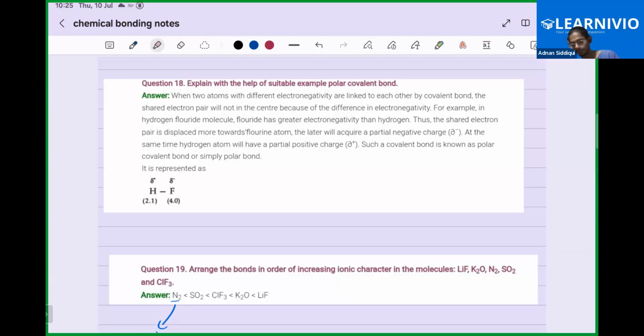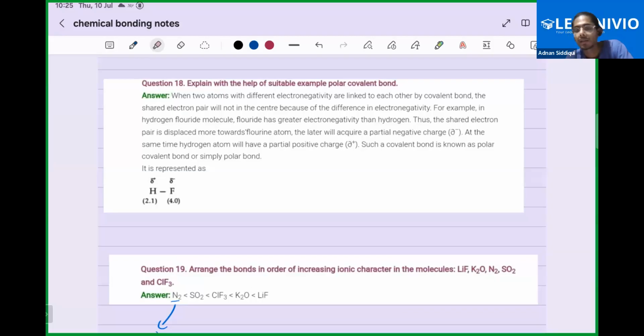What is the other one? Electronegativity. Electronegativity is the tendency to gain the electron of an element. No. See, try to note it somewhere because it is important.